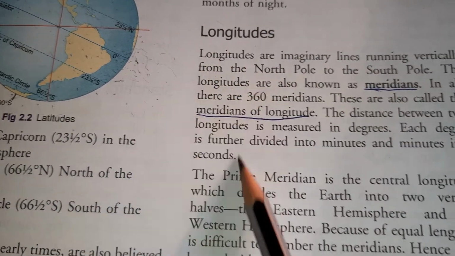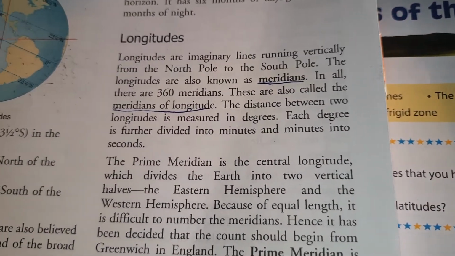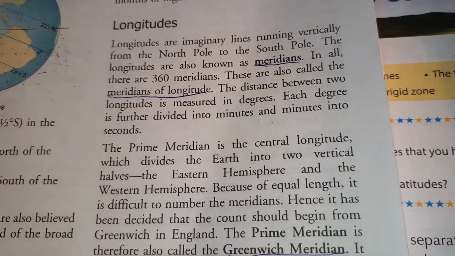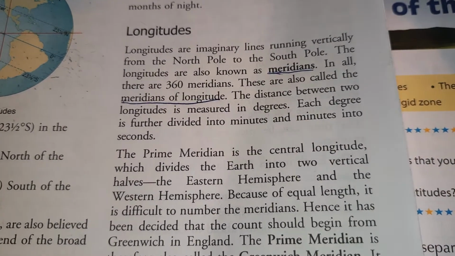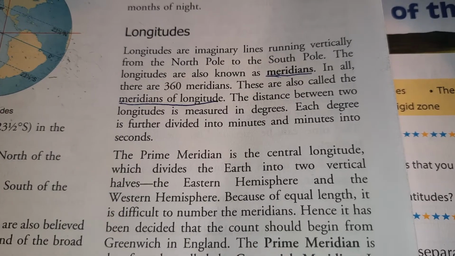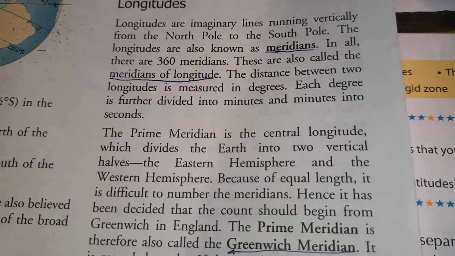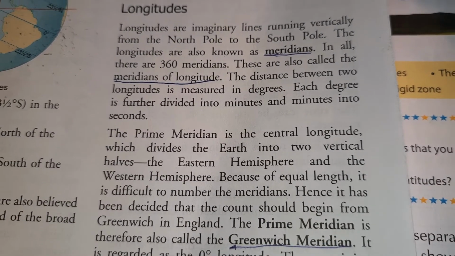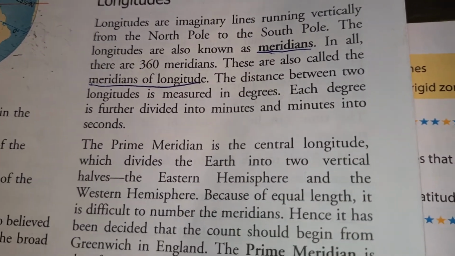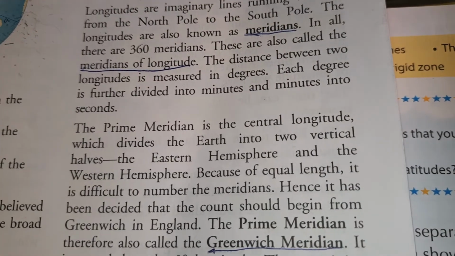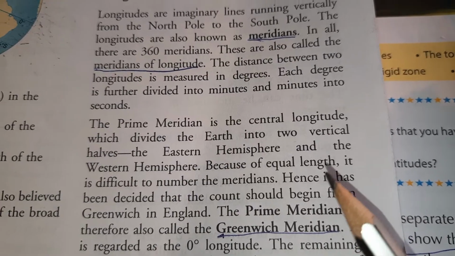Longitudes. Longitudes are imaginary lines running vertically from the North Pole to South Pole. The longitudes are also known as meridians. In all, there are 360 meridians. These are all so called meridians of longitudes. The distance between the longitudes is measured in degrees. Each degree is further divided into minutes and minutes into seconds.